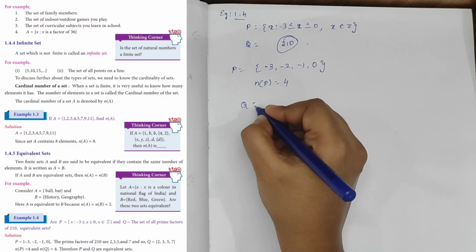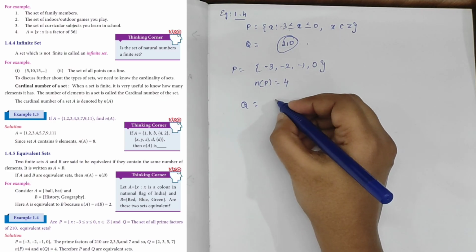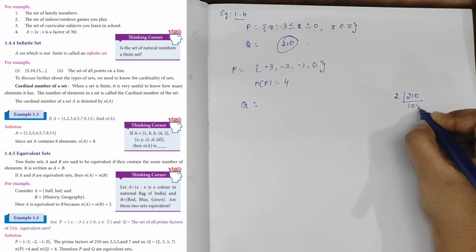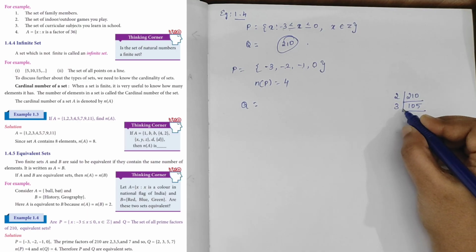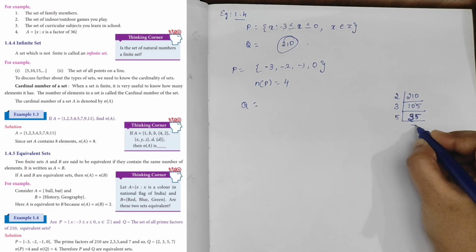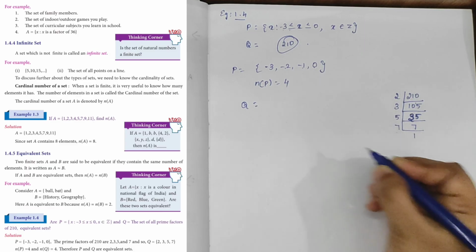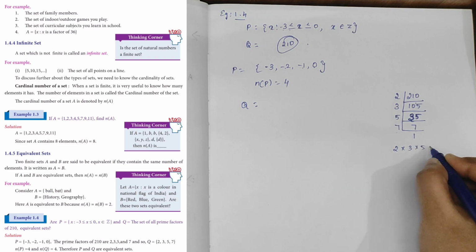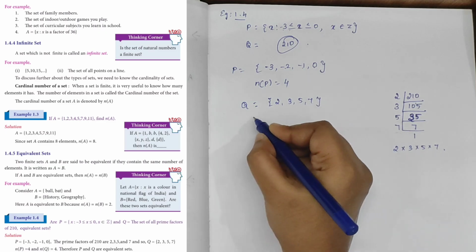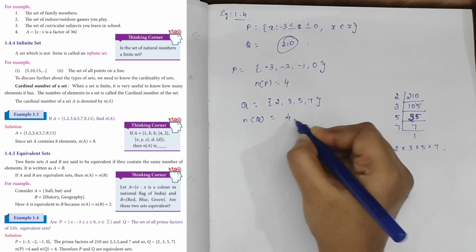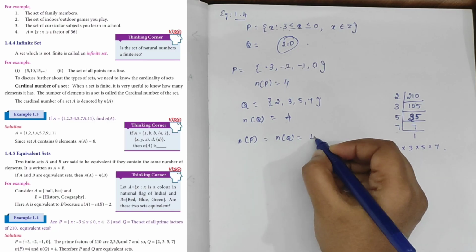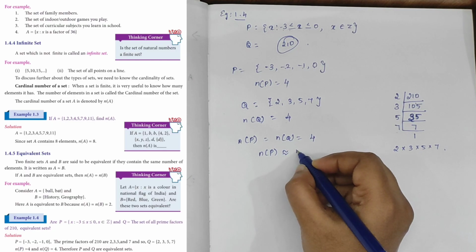Now for Q, we have to find the prime factors of 210. So 210, second table, then third table, 3 5s are 15, then fifth table, 7 5s are 35, then seventh table. So that is equal to 2 into 3 into 5 into 7. So the elements are 2, 3, 5, 7. So n of Q is equal to 4 elements. So n of P is equal to n of Q, that is equal to 4. So P is equivalent to Q.